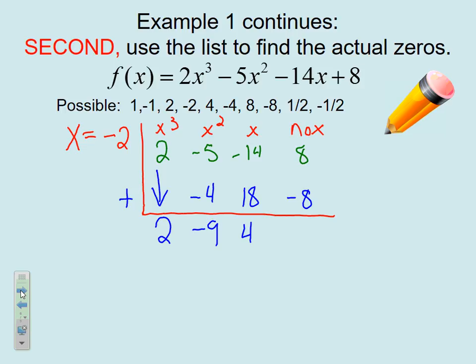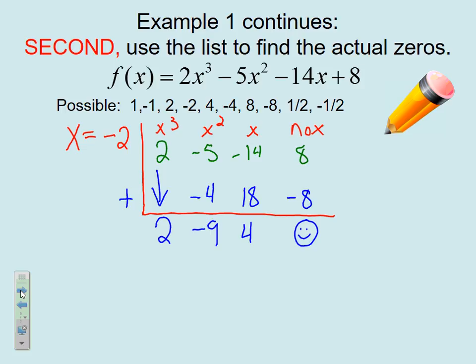Now, this is how I know it works. If it's going to be an actual zero solution, this is going to end up to be 0. This is what I want. It has to be 0 at the end in order for it to be a zero or a solution. Okay? Once we get here, we are going to rewrite this.